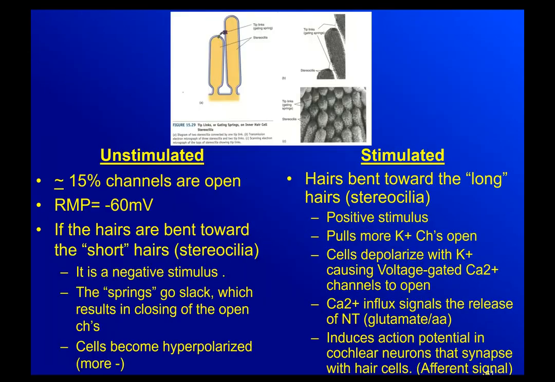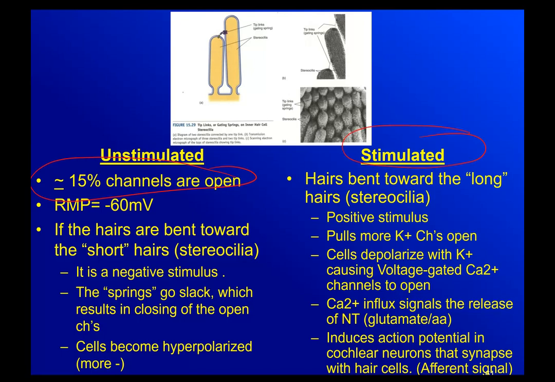So in an unstimulated ear, about 15% of the channels are open at resting membrane potential. When nothing is happening, the resting membrane potential of the cells is about negative 60 millivolts. If the hairs are bent toward the short hairs instead of toward the long hairs, it'll actually cause the inside of the cell to become hyperpolarized. It'll become even more negative than resting membrane potential.